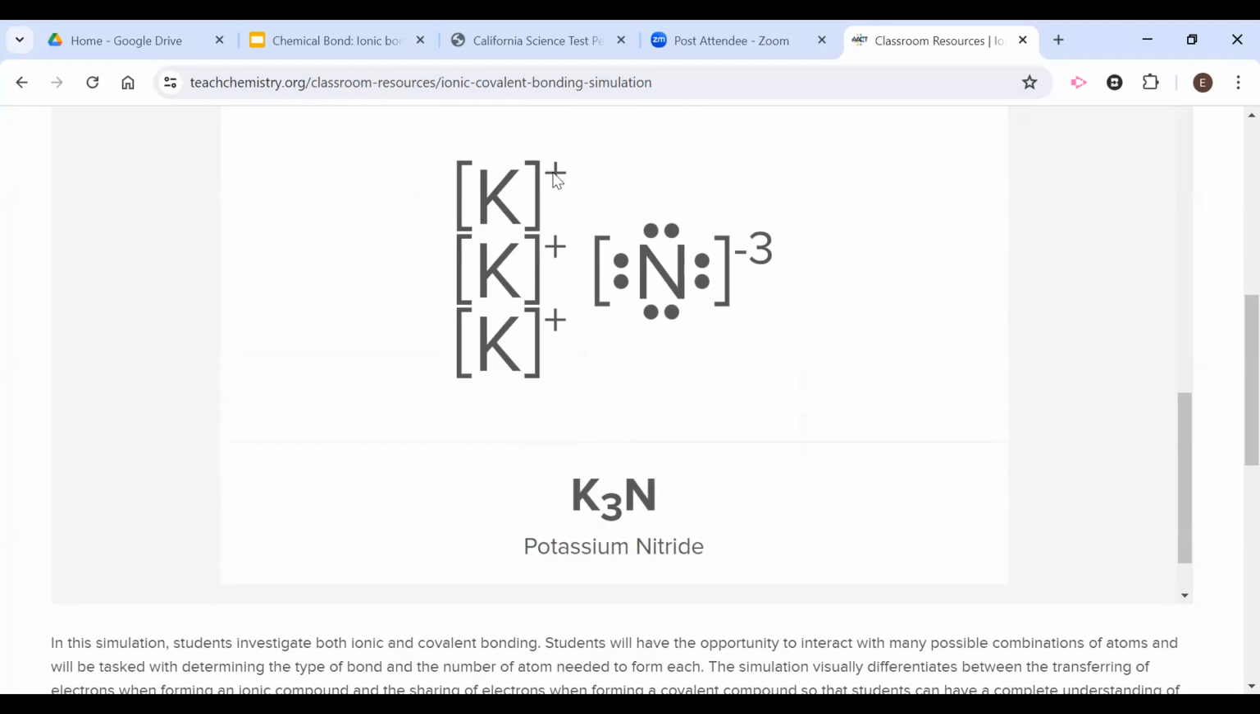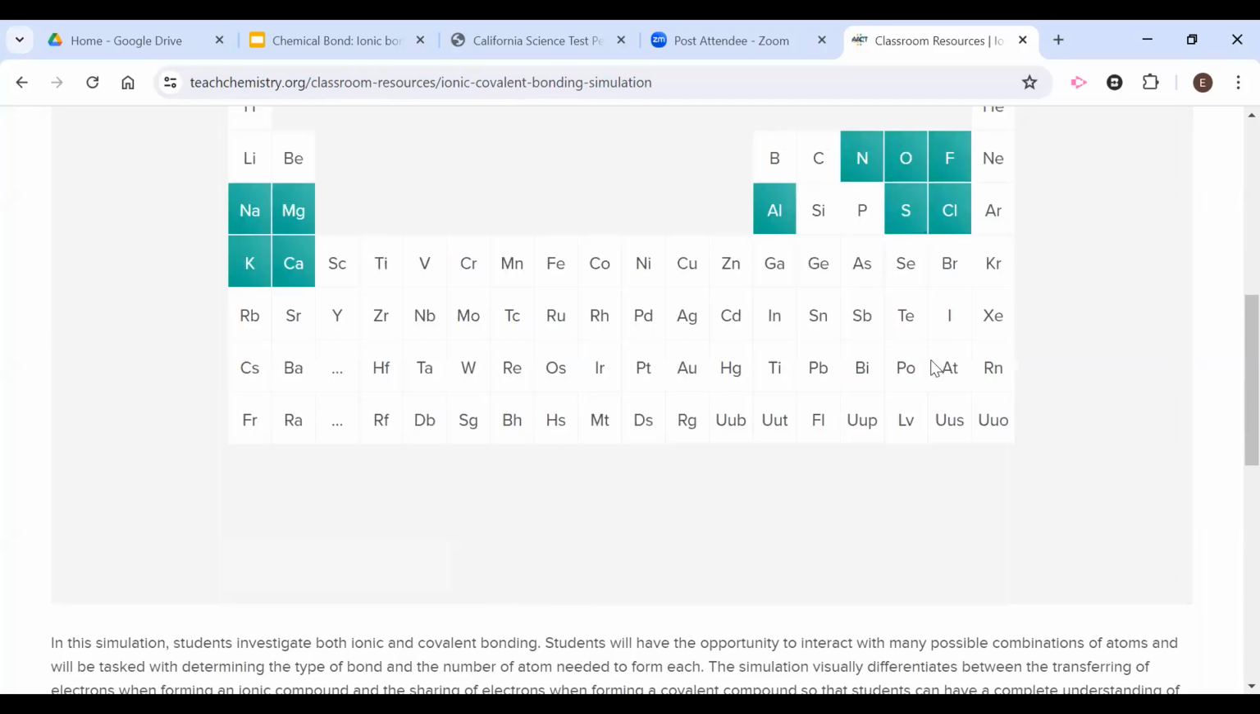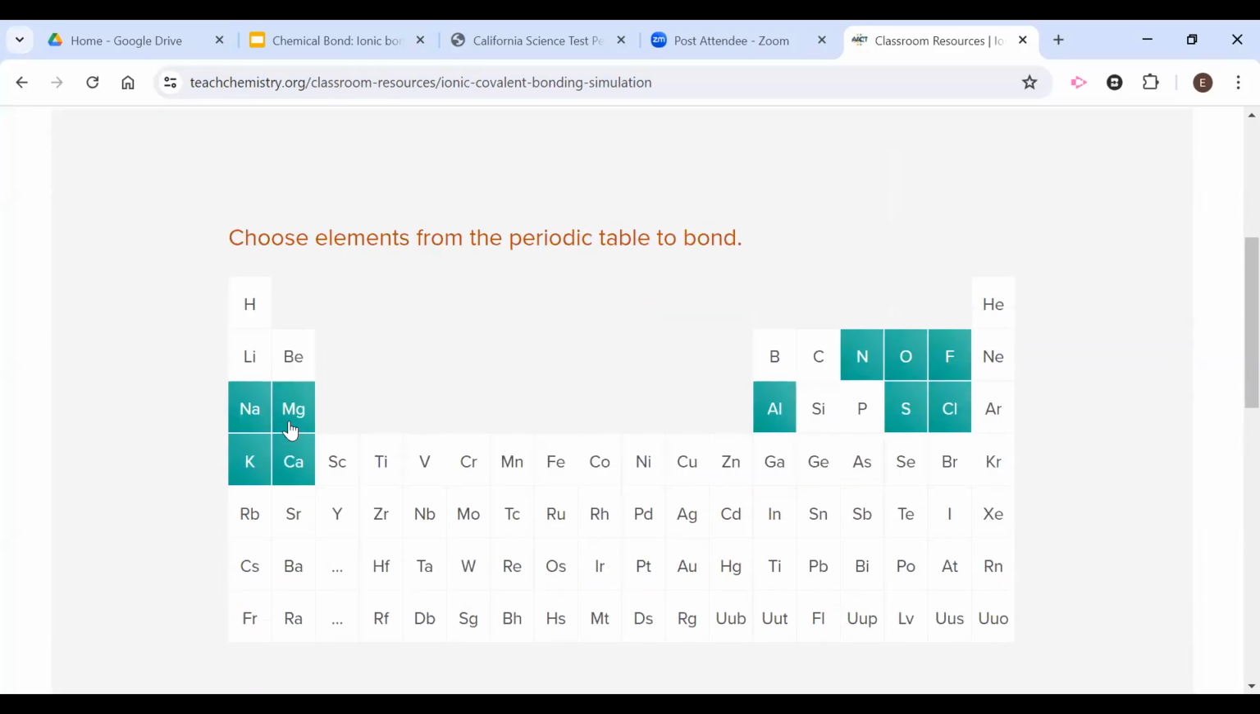The charges have to be equal. 1, 2, 3, then 3. So there's 3 of this and 1 of this. That's how we get it. Let me do one more. If you didn't get the other one right, hopefully you get this one.